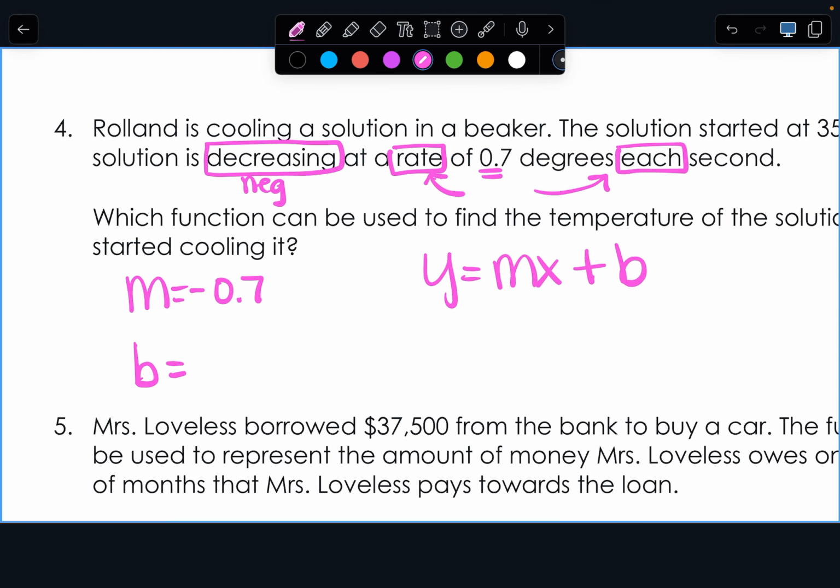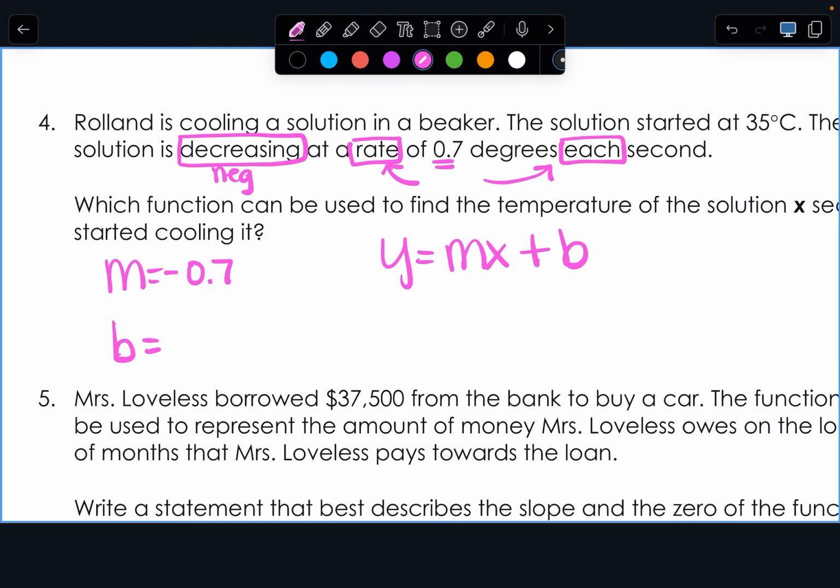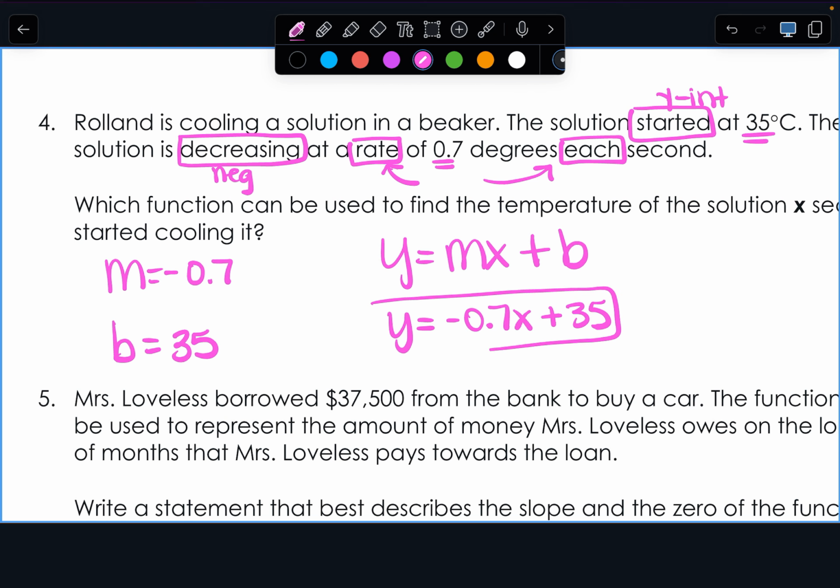Good. What's my y-intercept? 35. How do you know? Because it started. Starting point. Very good. So when we plug our numbers in, we get y is equal to? Negative 0.7x plus 35. So the whole concept behind this problem is knowing how to find your slope and your y-intercept based on your keywords, plugging them in, creating an equation in slope-intercept form.